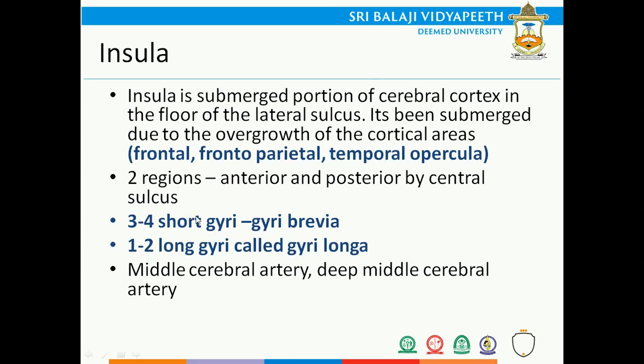So there are 3 to 4 short gyri, which we call gyri brevia, and there are 1 to 2 long gyri called gyri longa. So the insula contains 3 to 4 short gyri called gyri brevia and 1 to 2 long gyri called gyri longa. The blood vessel that is seen along with the insula is the middle cerebral artery and the deep middle cerebral artery.